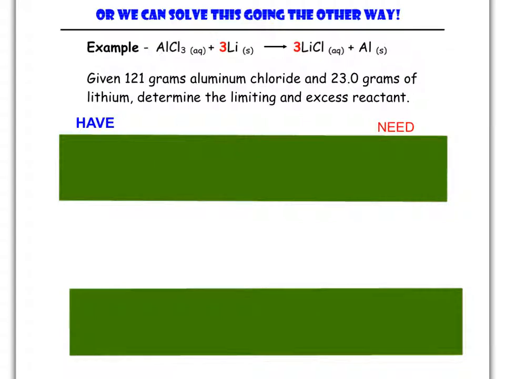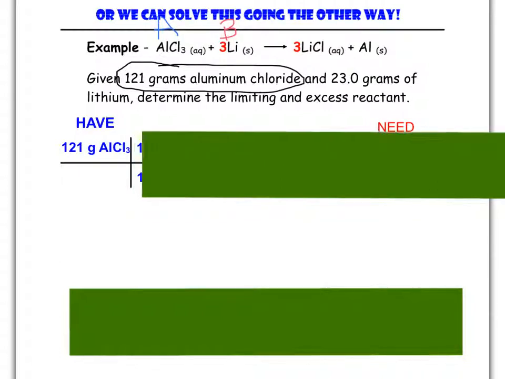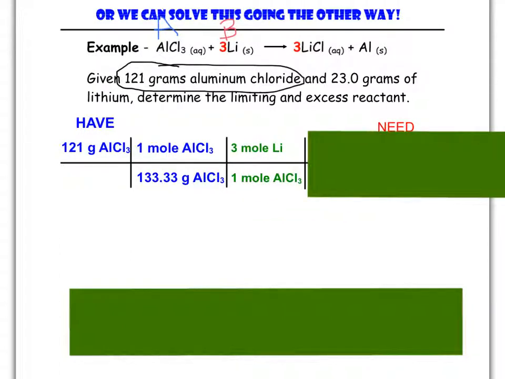Alright, now we're going to solve this problem again, but this time we're going to start with our 121 grams of aluminum chloride, and we're going to convert to grams of lithium. So again, whatever you start with is your A, and whatever you are solving to is going to be your B. So we're going to go from grams of A to grams of B. So starting off, we have 121 grams of aluminum chloride. There are 133.3 grams of aluminum chloride per 1 mole. There is 1 mole of aluminum chloride per 3 moles of lithium.